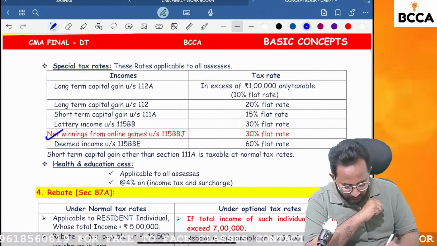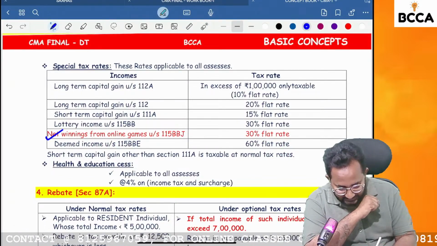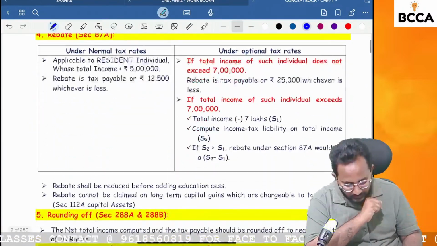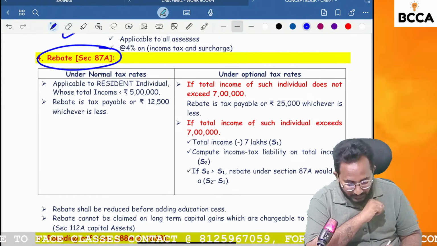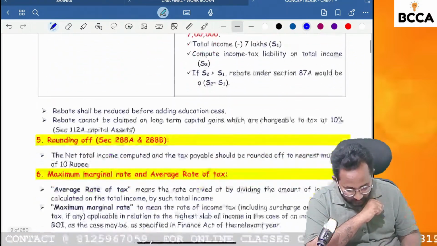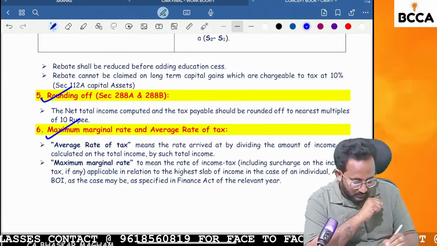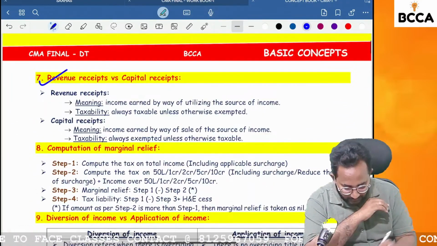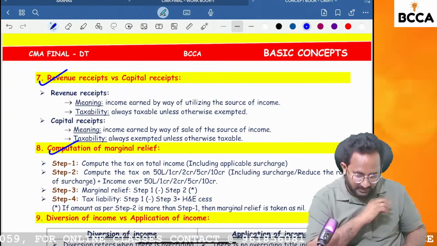Next, net winnings from the lottery, 115BB, 115BBJ. Special tax rates discussion is also over. Next, health and education cess discussion over. Next, rebate concept is also over. Next, rounding off of tax payable. Next, marginal relief as well as average rate of tax. Revenue receipt as well as capital receipt. Computation of marginal relief as well.